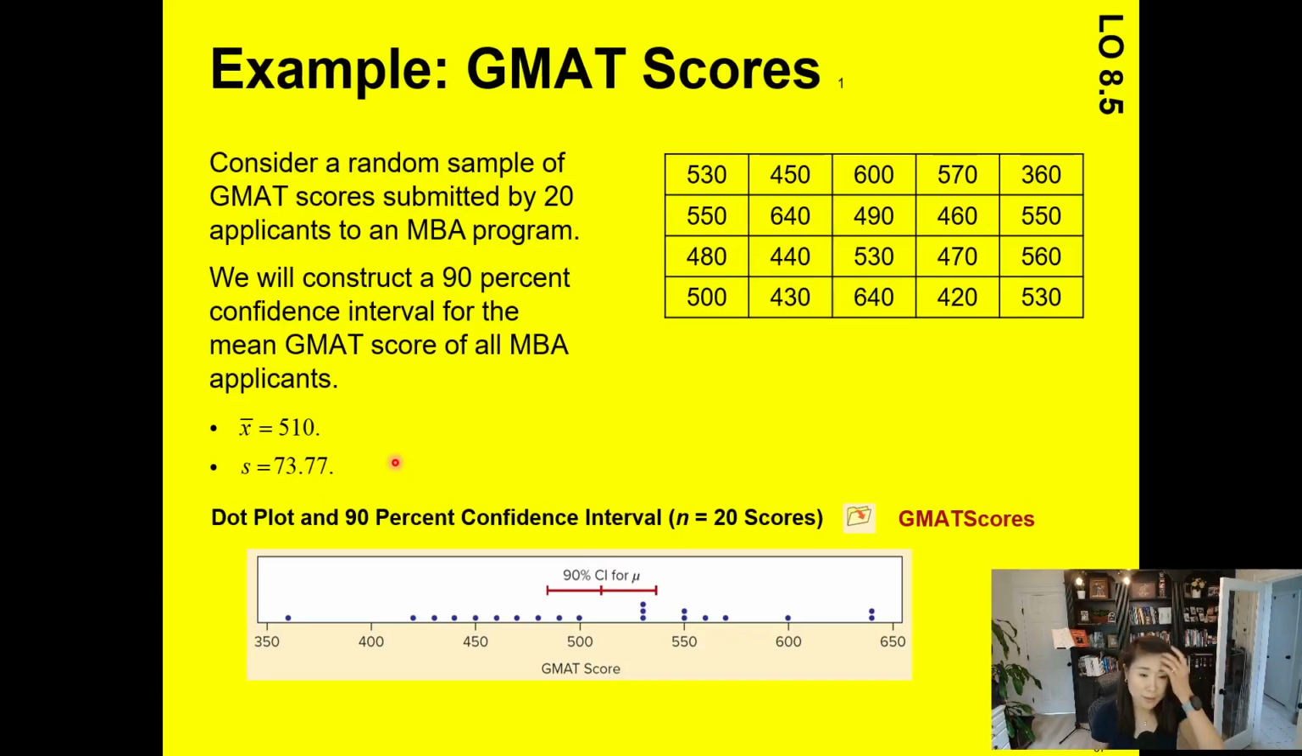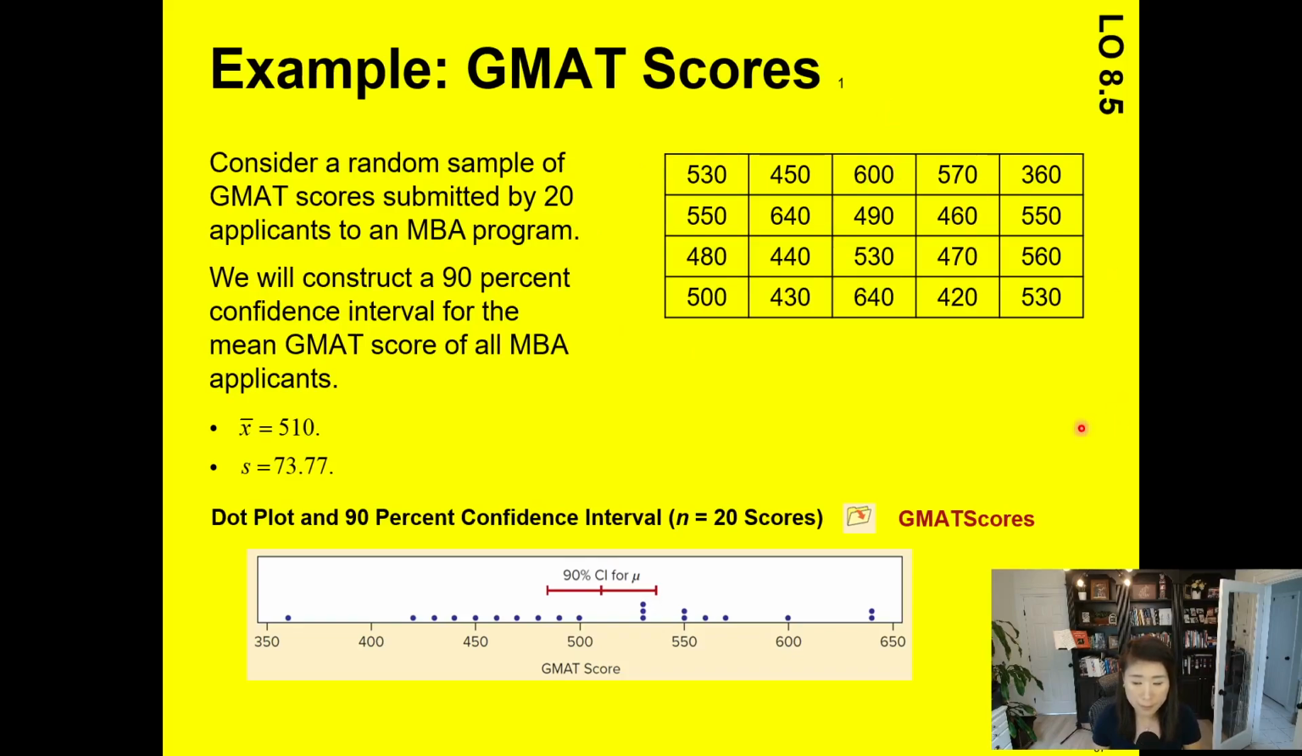Okay, let's look at an example together to learn how we can apply the formula we just saw to calculate a confidence interval for mu when we don't know the population standard deviation. Consider a random sample of the GMAT scores submitted by 20 applicants to an MBA program. As we know, the total number of applicants who take the GMAT is more than 20, so we just randomly select these 20 applicants. This is my sample data. Based on my sample data, we want to construct a 90% confidence interval for the mean GMAT score for all MBA applicants. So based on the sample data, we try to understand my population.